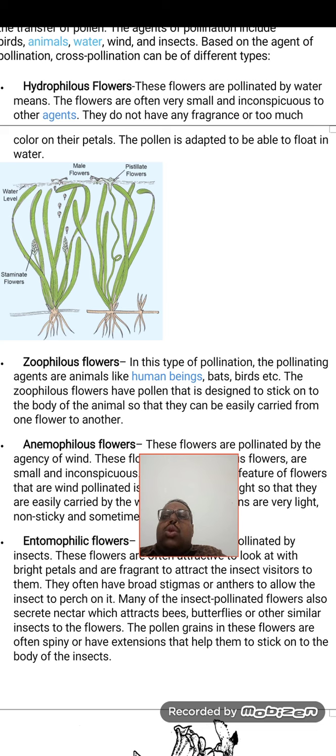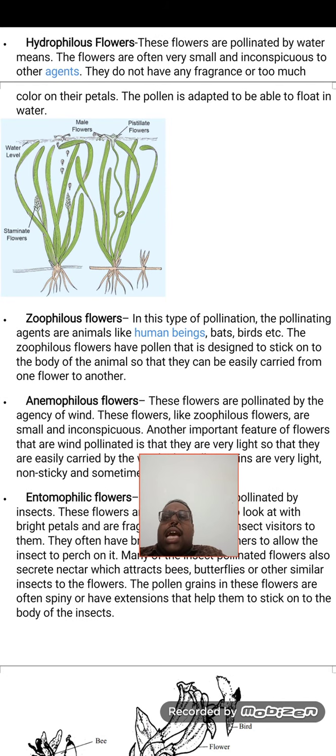And if any plants or flowers are undergoing zoophilous pollination, what is happening is they need a very special character. If it is to be spread by an animal, or a human like us, they should have some pricking activity. That means it has to come and stick to our body or the body of an animal, so that it will be easily carried from one flower to another.